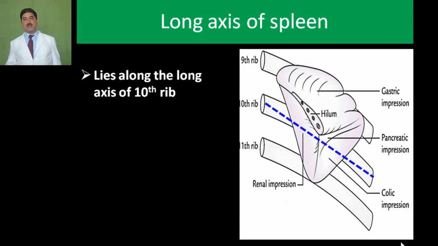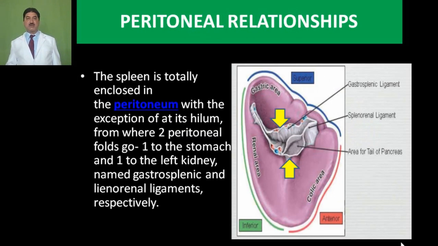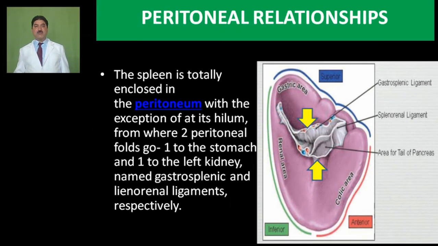Peritoneal relations of spleen. The spleen is totally enclosed in peritoneum, so it is an intraperitoneal organ, with the exception of hilum, which is extraperitoneal, from where two peritoneal folds go, one to the stomach, called as gastrosplenic ligament, and one to the left kidney, named as lienorenal ligament.